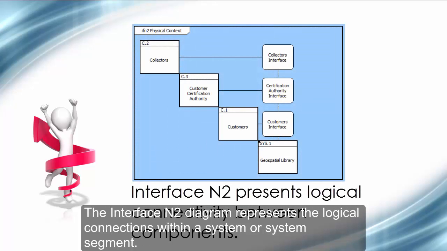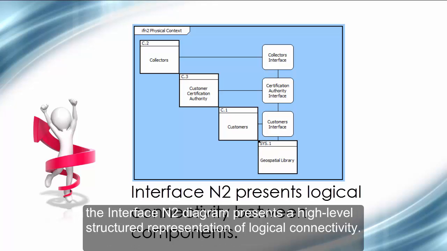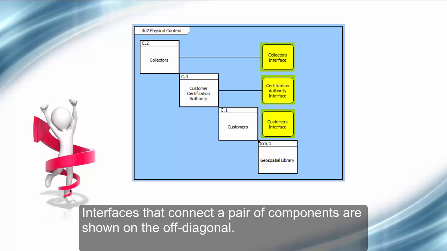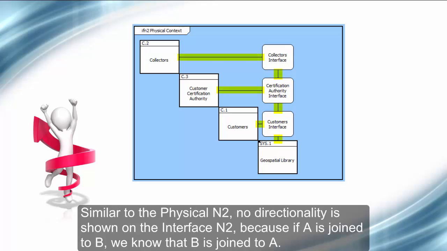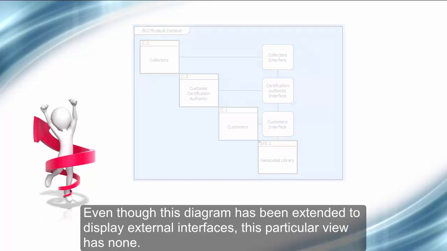The interface n-squared diagram represents the logical connections within a system or system segment. Part of the physical architecture representation set, the interface n-squared diagram presents a high-level structured representation of logical connectivity. Child components are shown on the main diagonal. Interfaces that connect a pair of components are shown on the off diagonal. Similar to the physical n-squared, no directionality is shown on the interface n-squared, because we know if A is joined to B, we know that B must be joined to A. Even though this diagram has been extended to display external interfaces, this particular view has none.